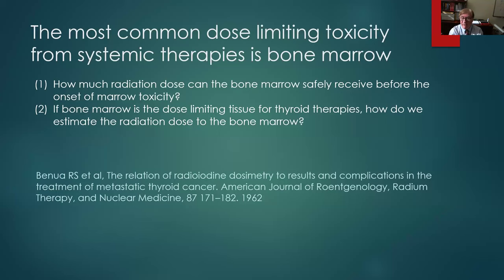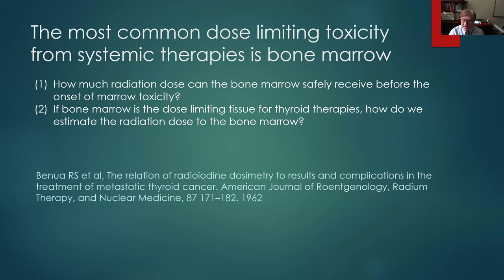This means that if a group of the population receives a dose of 4.5 gray to the total body, 50% of those people will die of bone marrow toxicity. But at doses less than 2 gray, there appeared to be negligible marrow toxicity. This data has been substantiated in a landmark paper, the first on personalized dosimetry, by Richard Benua, who was the head of nuclear medicine, and published this article in 1962. And they actually confirmed this by giving high-dose I-131 radioiodine therapy to their thyroid cancer patients.